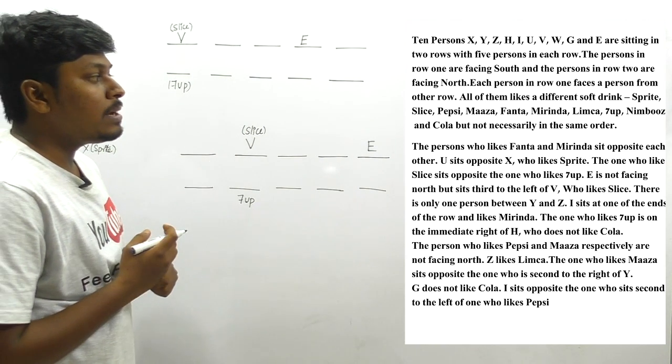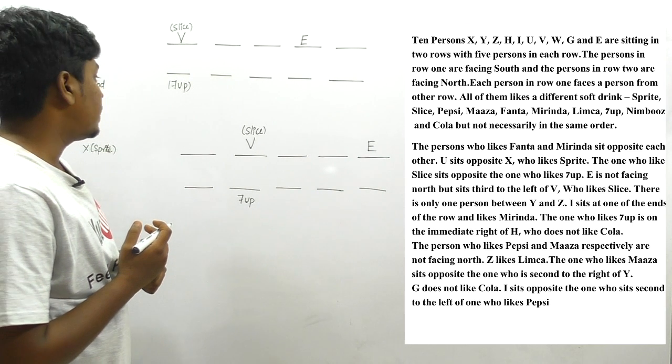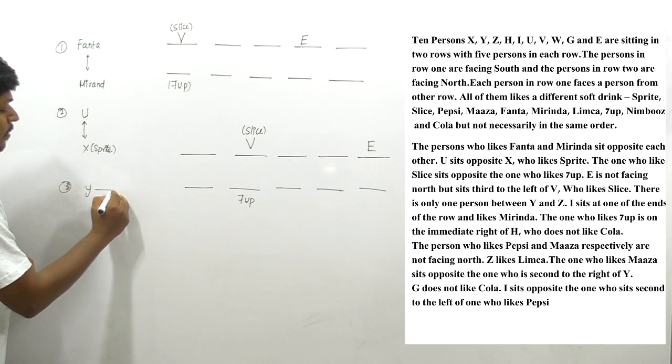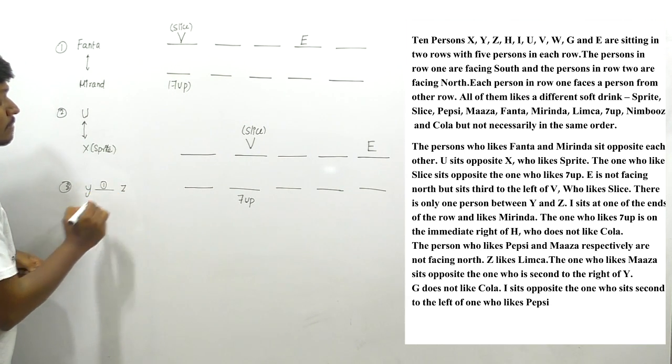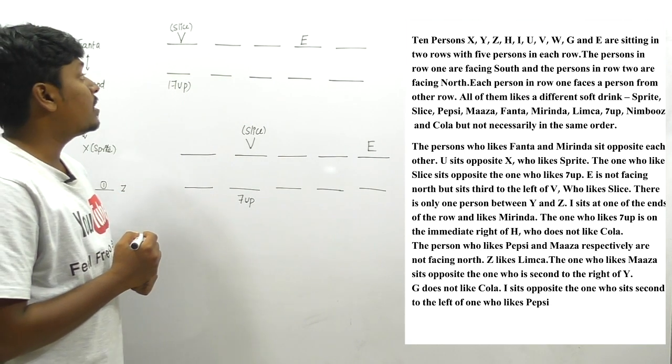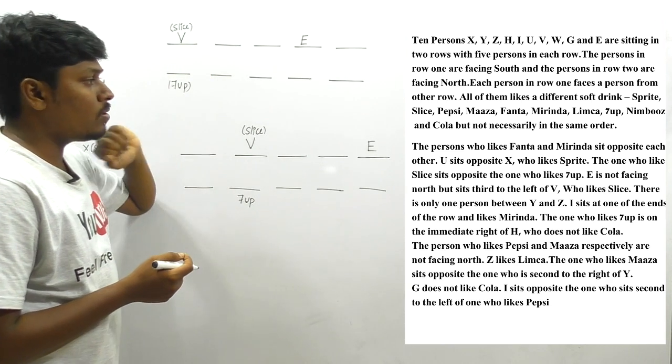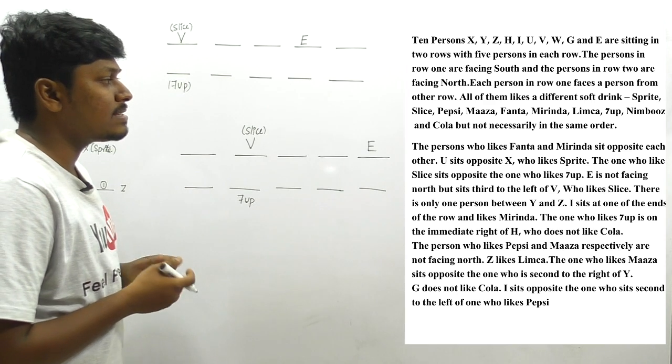There is only one person sitting between Y and Z. So they have said that between Y and Z there should be a gap of one person, right? So one person is sitting between Y and Z, but we don't know whether Y is in row 1 or row 2, right? Okay, let me read the next line, friends.